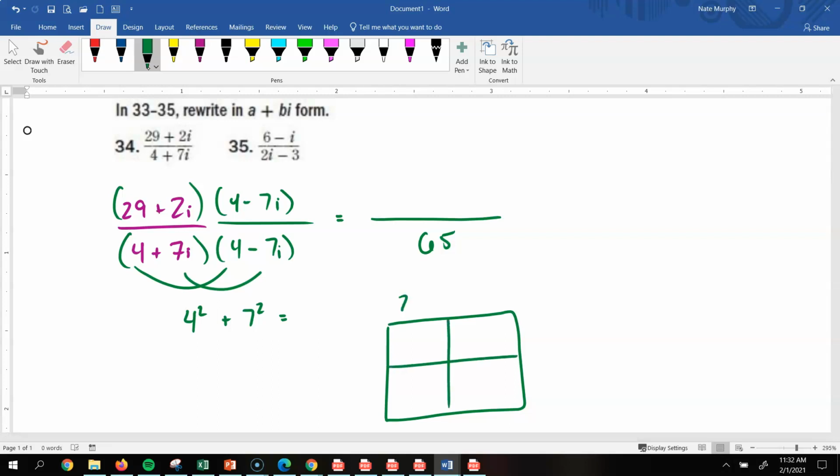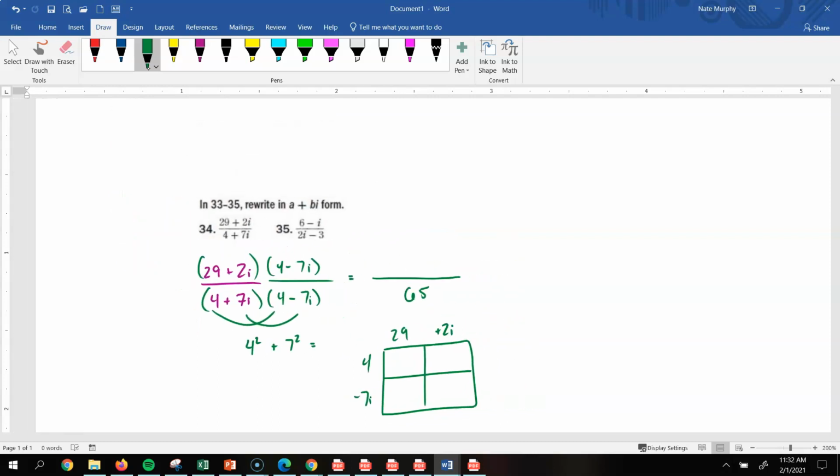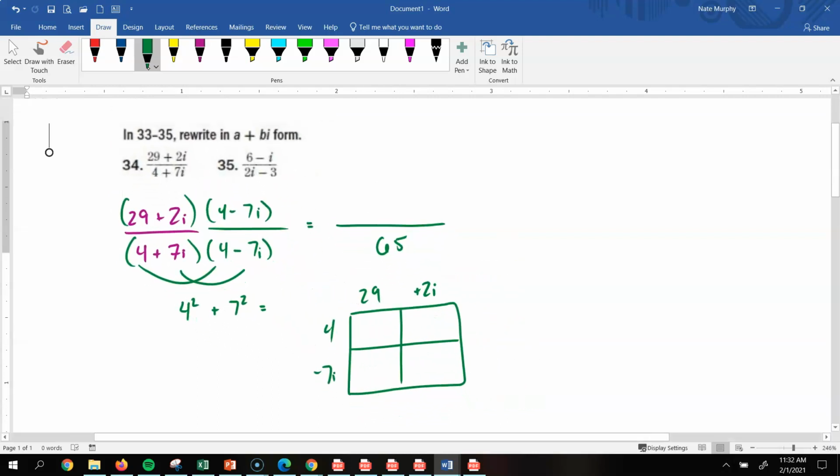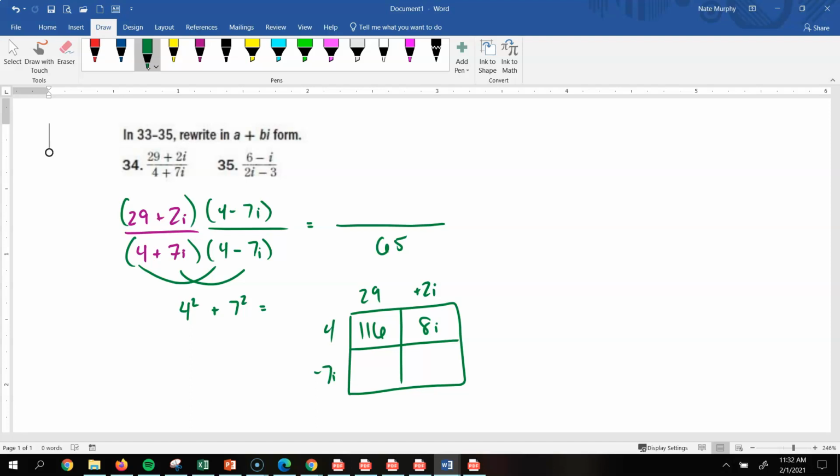So we would put 29 plus 2i in one spot and 4 minus 7i in the other spot. So now if I take 4 times 29, we get 116. Then we take 4 times 2i and I get 8i. Now negative 7i times 29 would be negative 203i. And then we would have negative 7i times 2i is negative 14i squared.